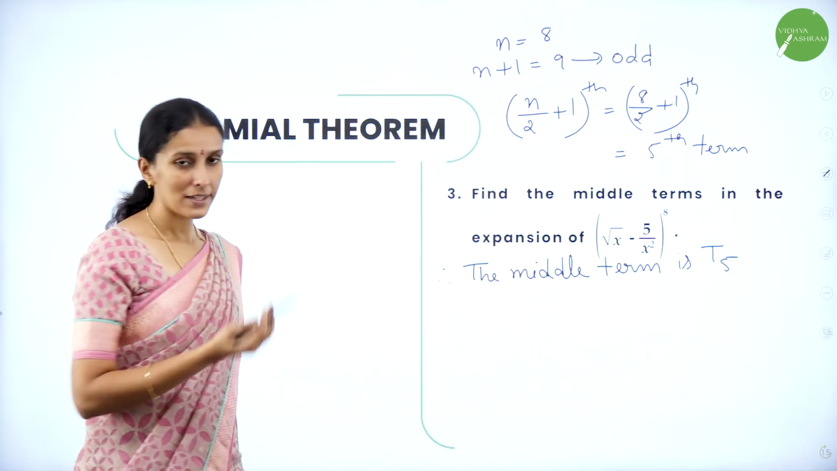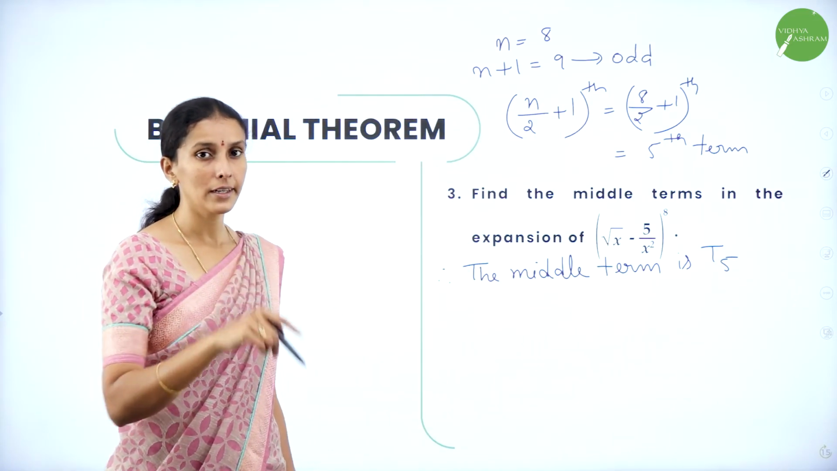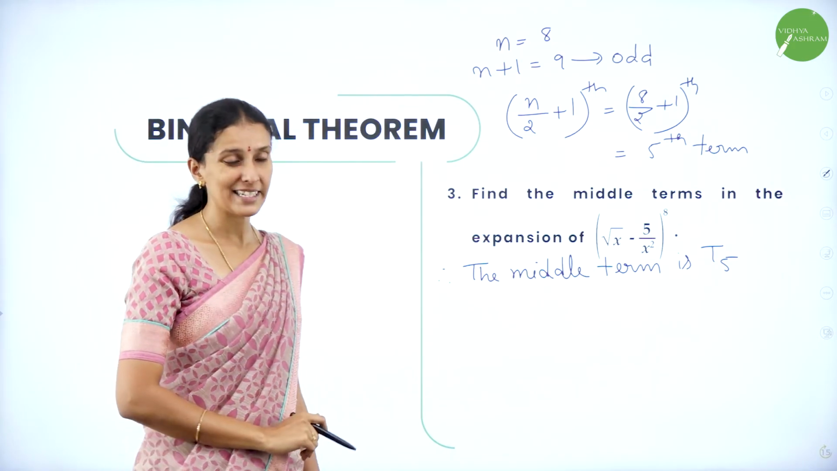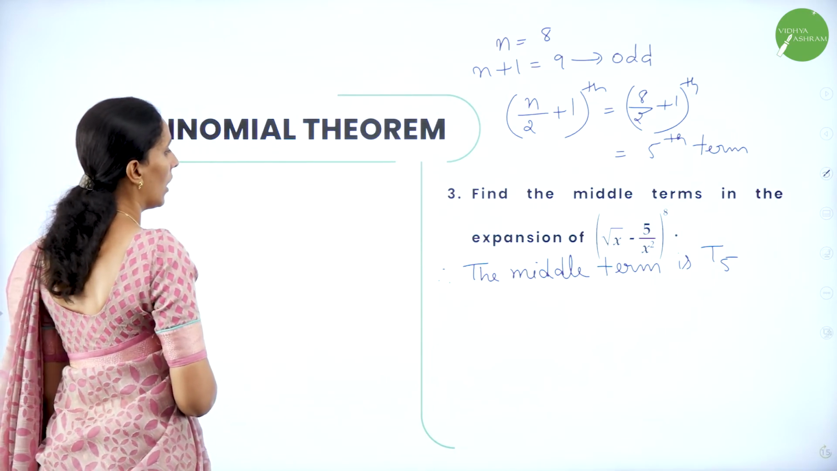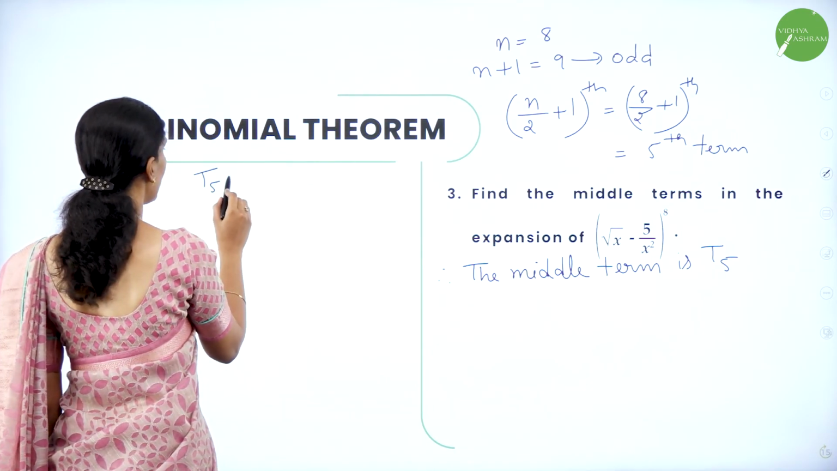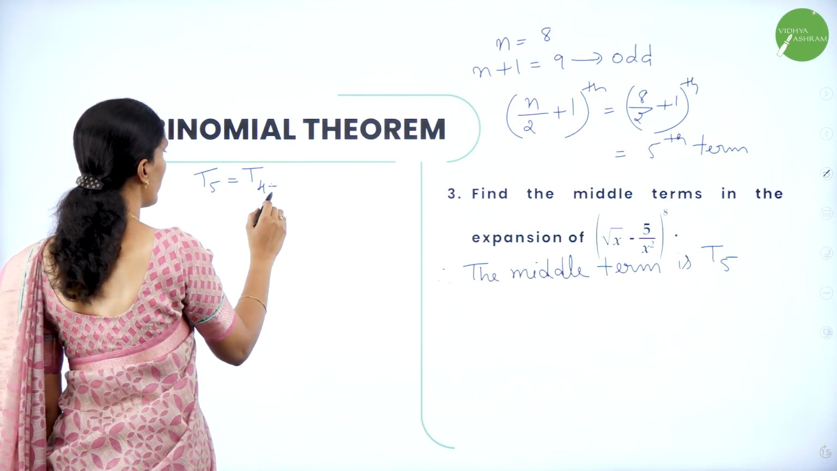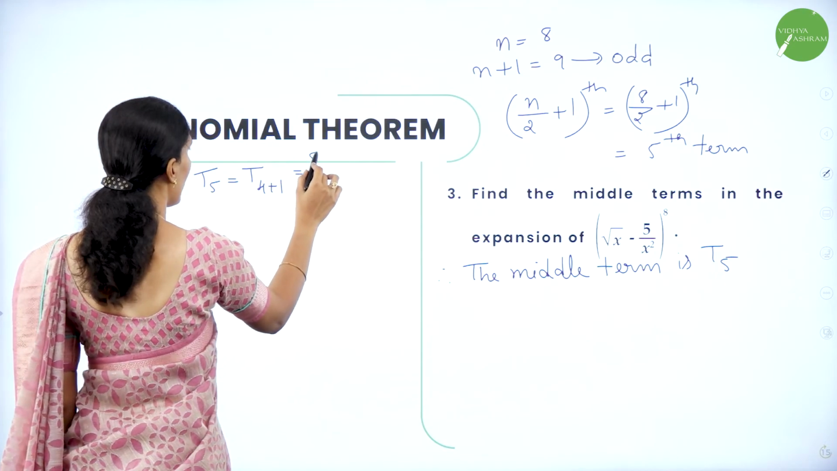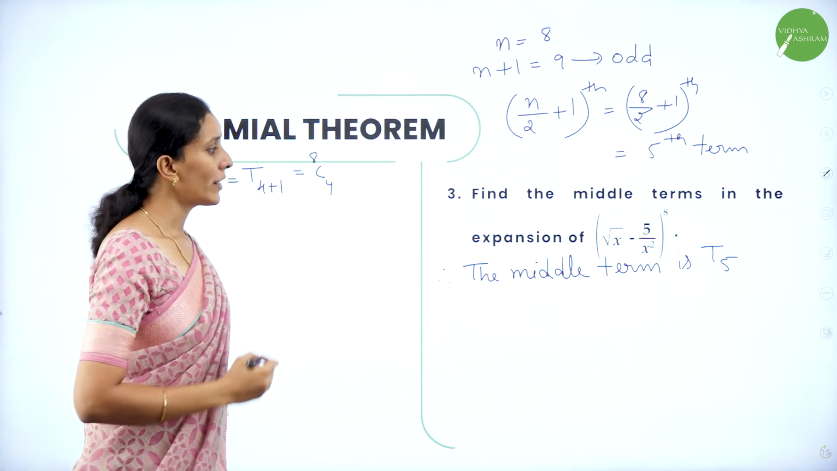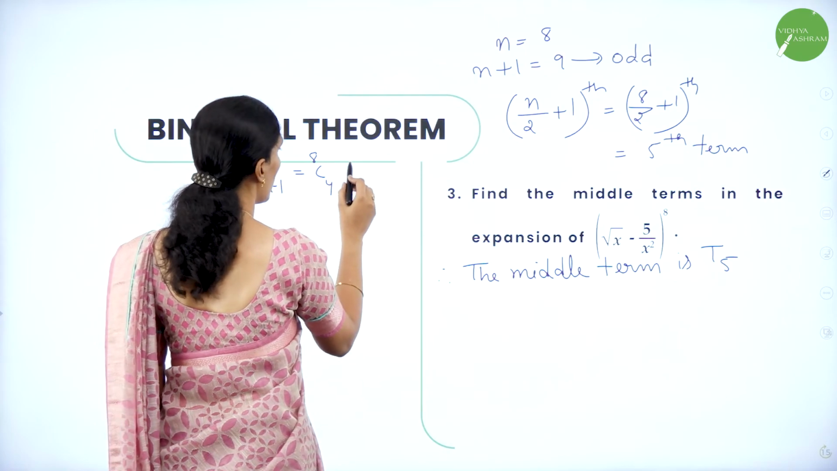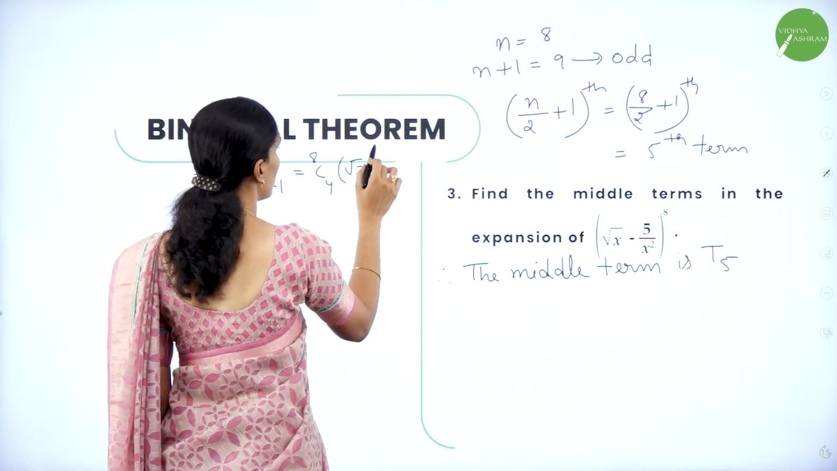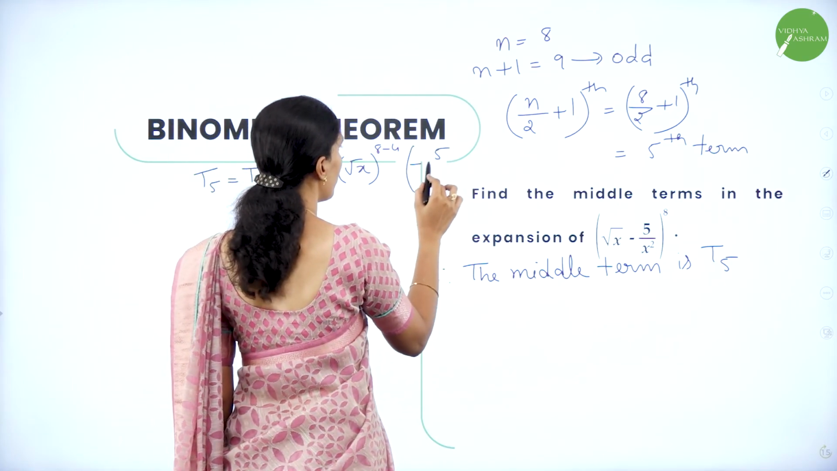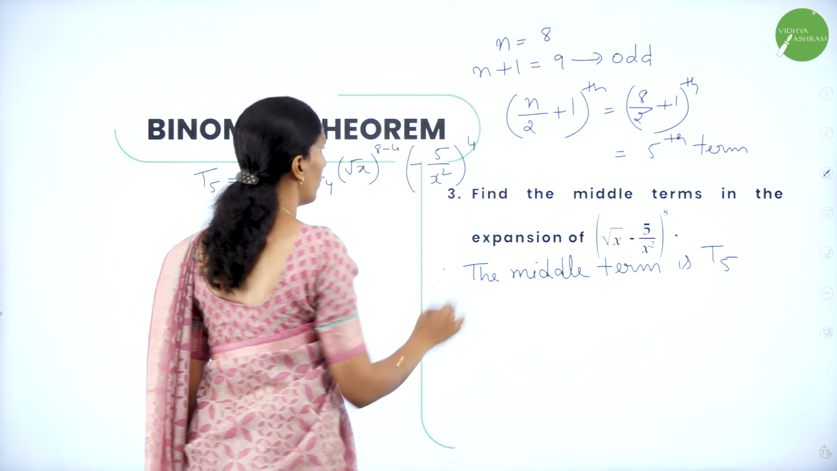So remember, when n plus 1 is odd, you will get only one middle term. And whenever n plus 1 is even, you have two middle terms as in the previous case. So here T5 I have to find. T5 can be written as T4 plus 1. What is my n? 8. r is 4. So therefore 8C4. What is my x? It is root x. What is my a? Minus 5 by x square whole power 4.